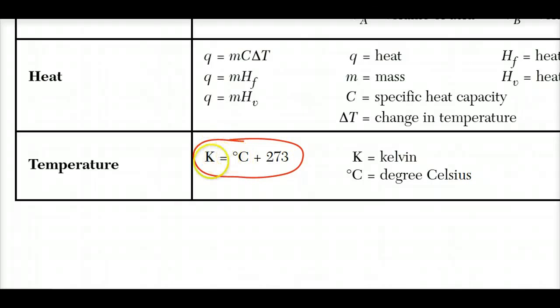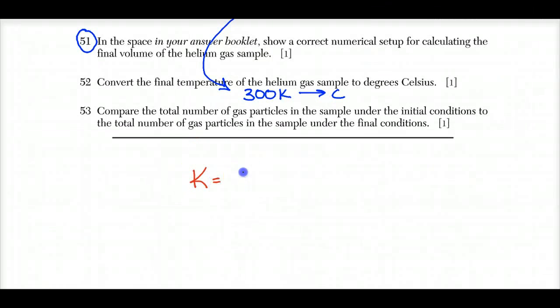Notice there's no degree sign because the Kelvin scale uses the Celsius scale exactly. So the change in Kelvin is the same as the change in Celsius, but here's what we need. Let's go back to where we were. So Kelvin is equal to Celsius plus 273. They want to solve for Celsius, so put the 300 in for the Kelvin.